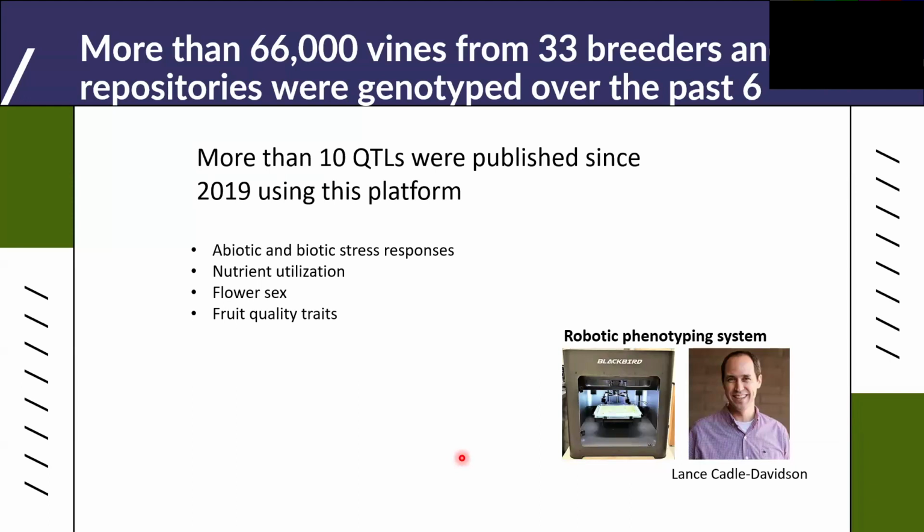So today I'm only going to tell you about the genotyping side of the story, because if you want to do genetic mapping, the other side is the phenotyping, of course. I'm not going to go into that detail, but I just want to tell you that the reason we are able to efficiently map the QTL is also because of the robotic phenotyping system developed by Lance Cadle-Davidson's group, called Blackbird, which can do very accurate, high-throughput phenotyping.